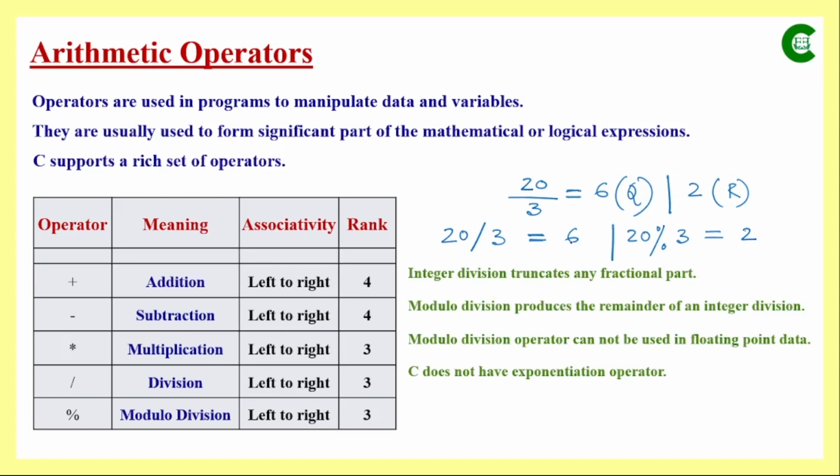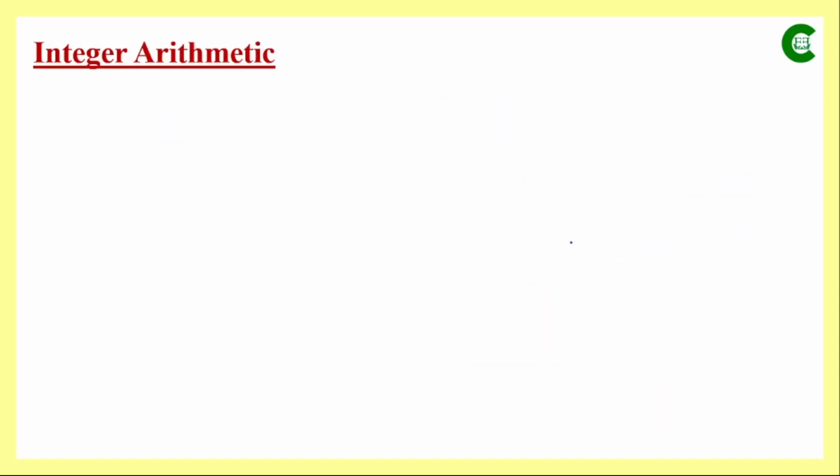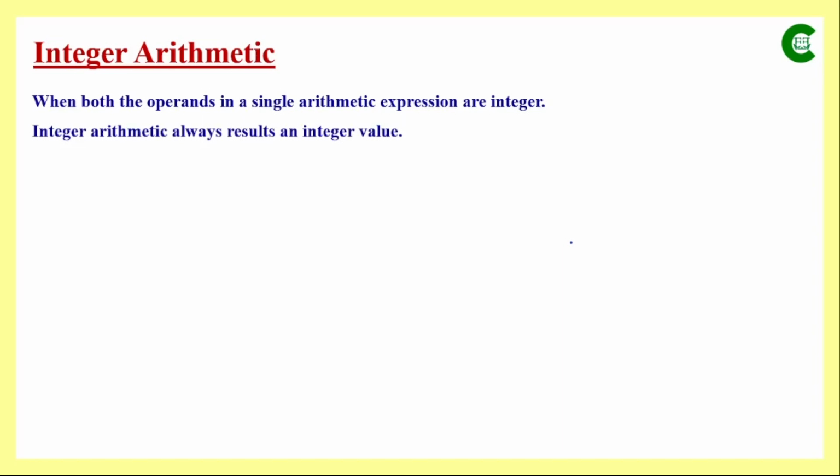C supports 3 types of arithmetic operations: integer arithmetic operation, real arithmetic operation, and mixed arithmetic operation. I will talk about all of them one by one. First we will see integer arithmetic operation. When both the operands in a single arithmetic expression are integers, then that arithmetic operation is called integer arithmetic operation. Integer arithmetic always results in an integer value, be it addition, subtraction, division, multiplication, or modulo division. Always the result will be an integer.